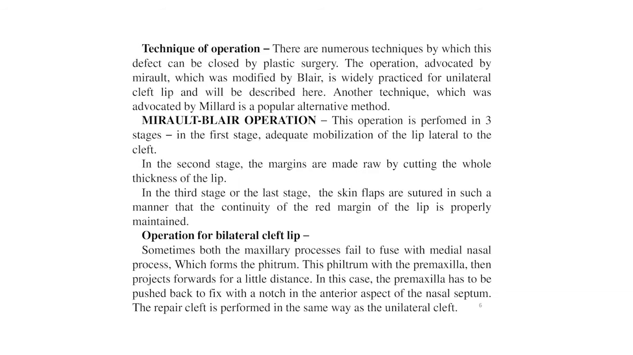Now the operation for the bilateral cleft lip. Sometimes both the maxillary processes fail to fuse with the medial nasal process, which forms the philtrum. The philtrum with the premaxilla then projects forward for a little distance. In this case, the premaxilla has to be pushed back to fix with the notch in the anterior aspect of the nasal septum. The repair of the cleft is performed in the same way as the unilateral cleft.